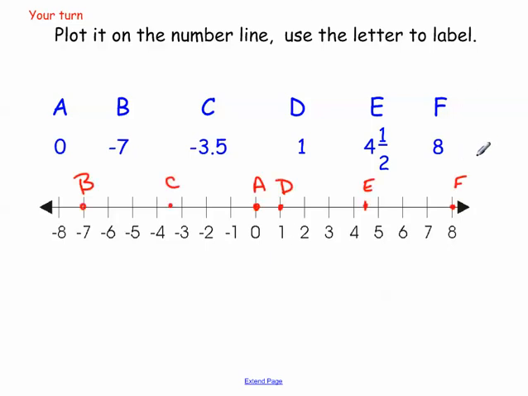All right, check those answers. The one I want you to make sure and check is C, -3.5. -3.5 is between -3 and -4, so be careful. Make sure that's in the correct place. And also 4.5, +4.5 is between 4 and 5. Okay, so check those out.